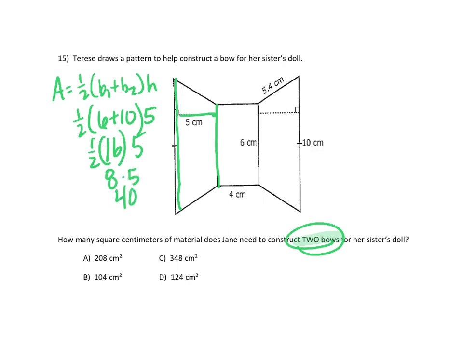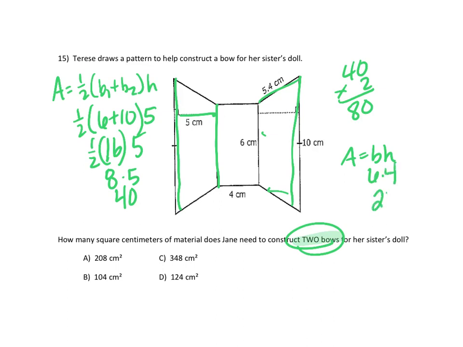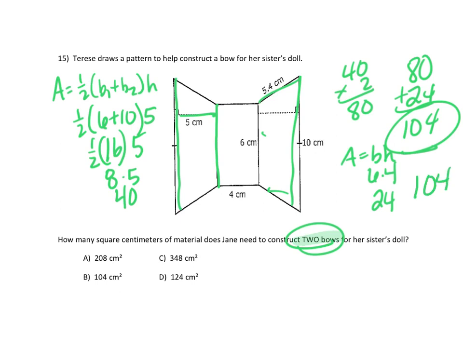Okay, if I have 2 of those, I'm going to say 40 times 2 is 80, because this one is the same as this one, right? Okay, and then we have the rectangle in the middle, which is area equals base times height, which is 6 times 4. 6 times 4 is 24. So 80 plus 24 is 104. Okay, and so we're going to take our 104 and multiply it by 2 because there's 2 bows, so 208. Boom. Okay, so that should finish it for you.